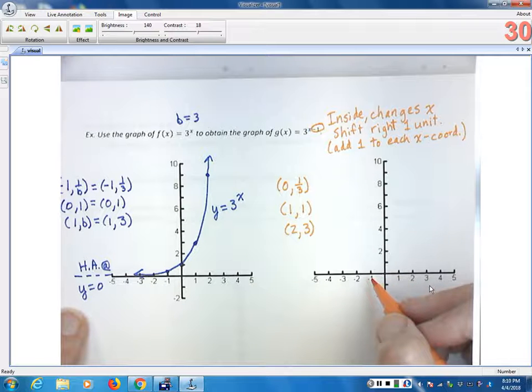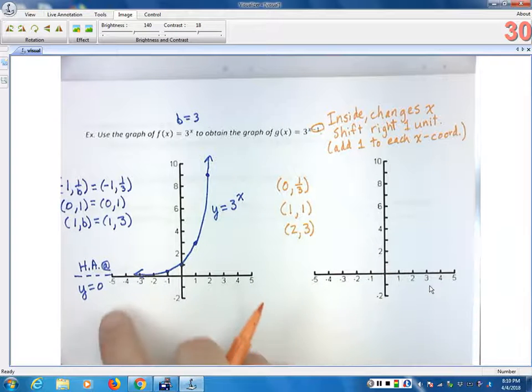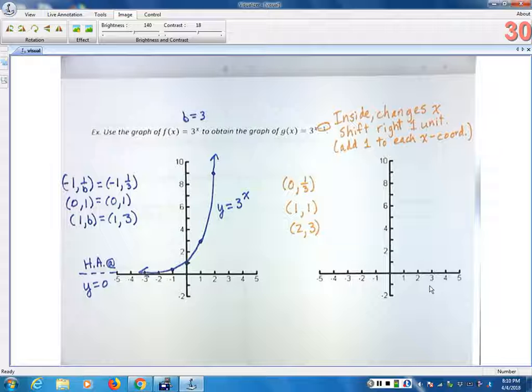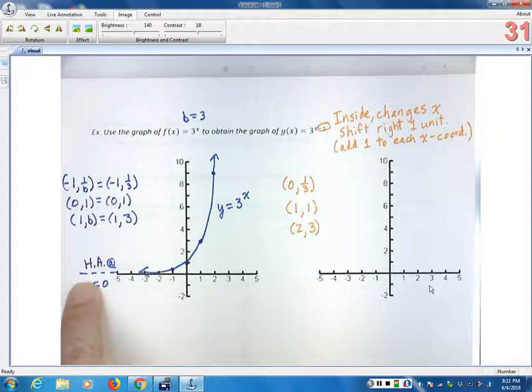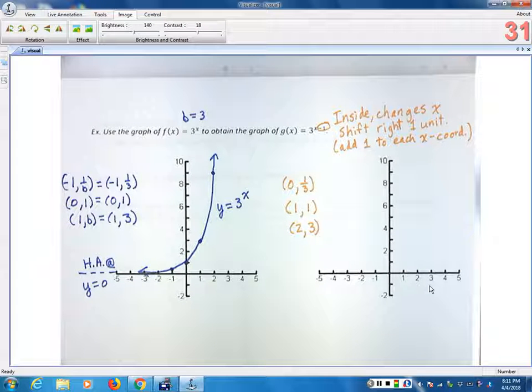Oh, and what happens with the horizontal asymptote? You need to start with your horizontal asymptote, really. What happens if you shift right 1 and it's a horizontal asymptote? Is that going to affect the asymptote? No. The asymptote is horizontal, so when you shift right 1, it stays in the same place. If you shift up and down, then it moves. Remember, we don't have any vertical asymptotes. If you shift right 1, your vertical asymptotes would move, but we don't have any. The exponentials don't have vertical asymptotes.